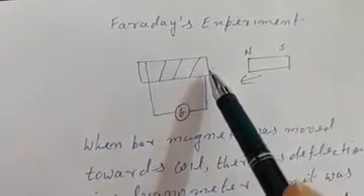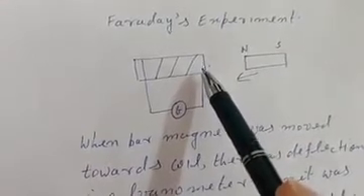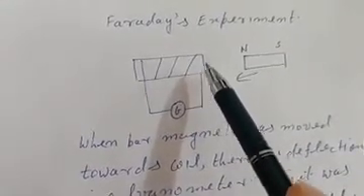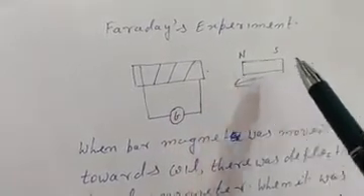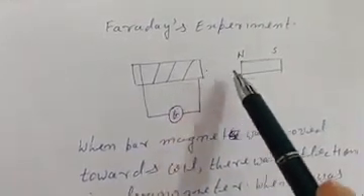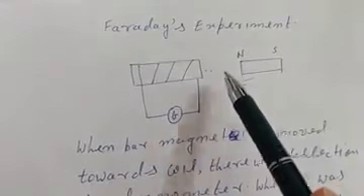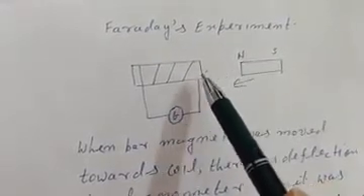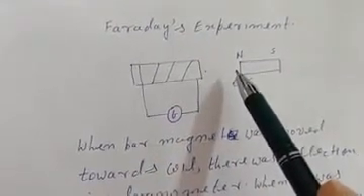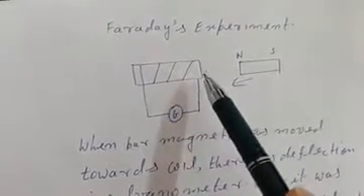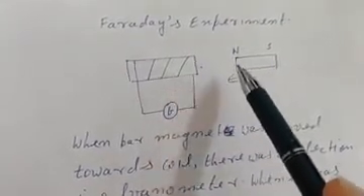So due to increase in the magnetic field, flux is BA. B was increasing, so flux was increasing. In the second case, when it was moving away, this distance was increasing, so the magnetic field was decreasing. It means flux was also decreasing. In both the cases, there was change in flux. In one case, it was increasing. In the second case, it was decreasing.